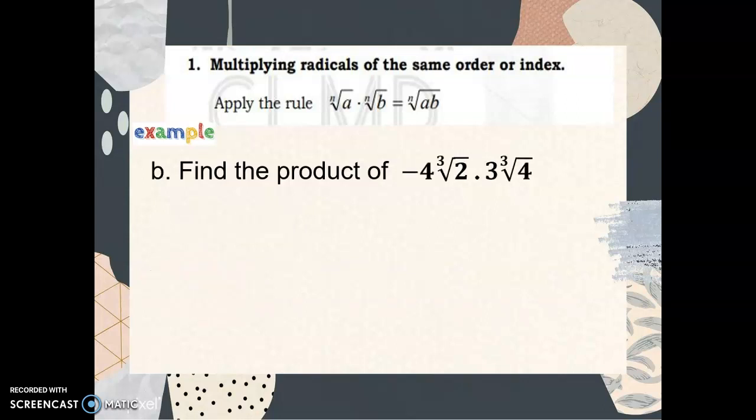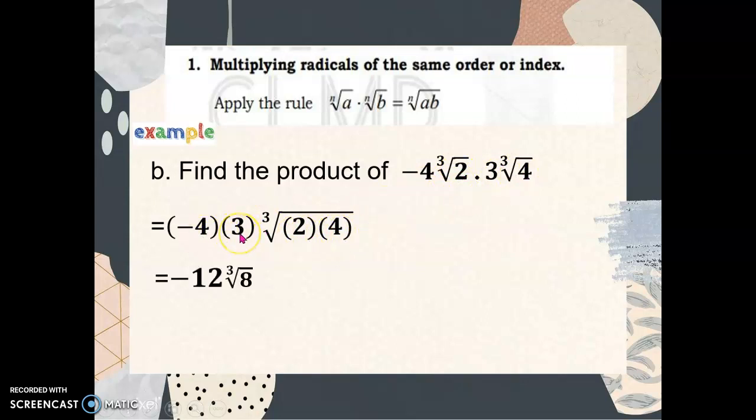Okay, proceed tayo. For letter B, find the product of negative 4 cube root of 2 and 3 cube root of 4. Ang index naman ito is 3. Similar sila, kasi parehong 3 ang index. Ang coefficients naman, parehong meron, negative 4 and positive 3. So, multiply natin. Negative 4 times positive 3, and then the radicand, positive 2 times positive 4. Negative 4 times 3 is negative 12. 2 times 4 is 8.